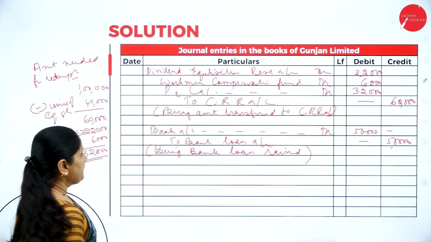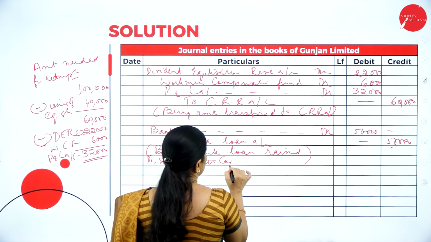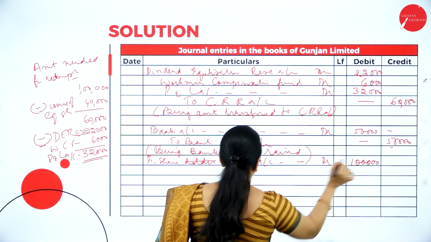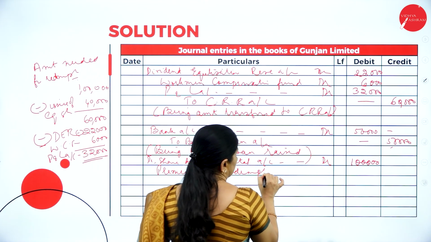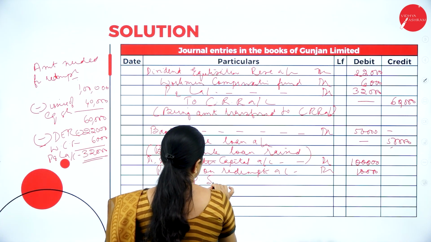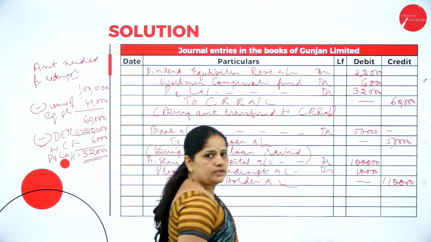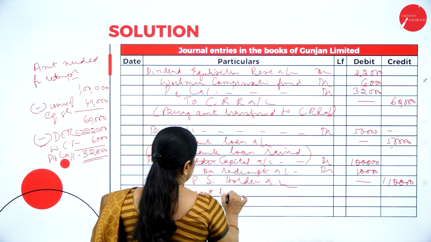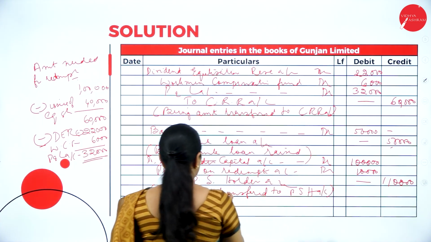Being bank loan raised. Now, the next entry will be: preference share capital account debit 1 lakh, premium on redemption account debit 10,000, to preference shareholders account 1,10,000, being amount transferred to preference shareholders account.